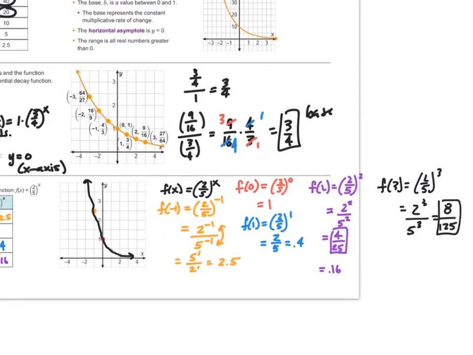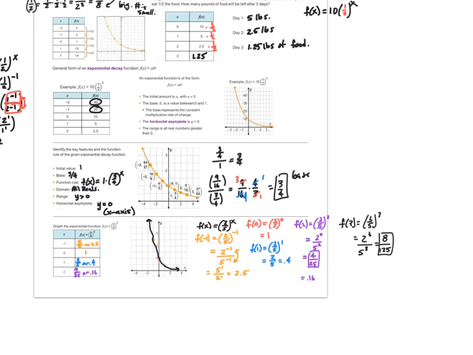All right, that's the first page. Let's go to the next page. Sorry it's taking me so long to get through this, but there's just a lot of information.